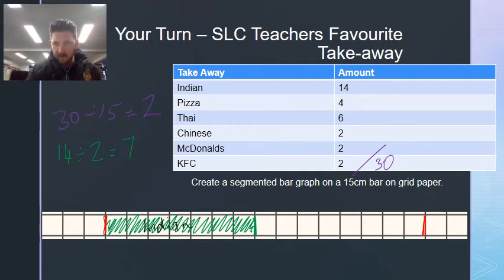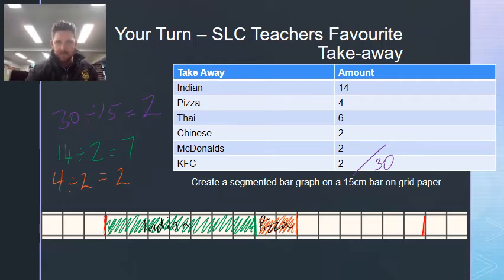I'm going to get my new colour, orange. I'm going to look at pizza. Now pizza is 4 teachers. I divide by 2 because I know there are 2 teachers per centimetre. That would give me 2, so I'm going to colour in 2 squares. Bang, 1, 2. And then I'm going to label it. You can see that I'm colouring it and labelling each section. All right, go to my next one.